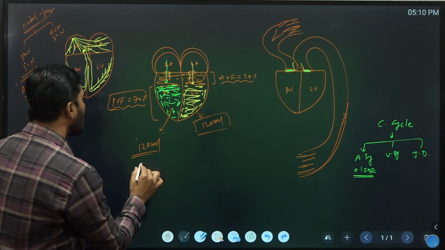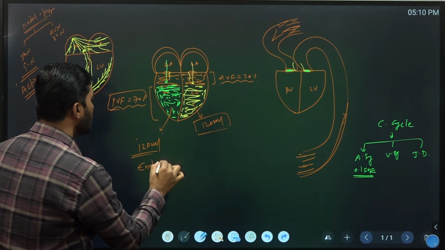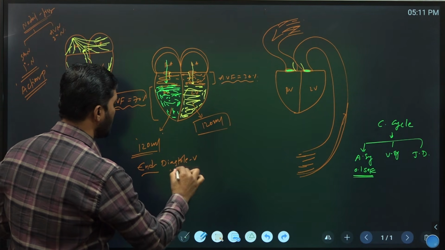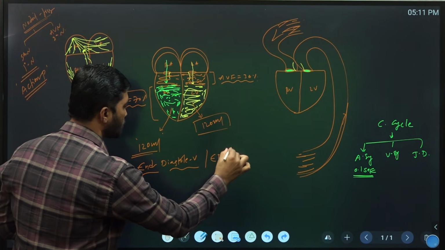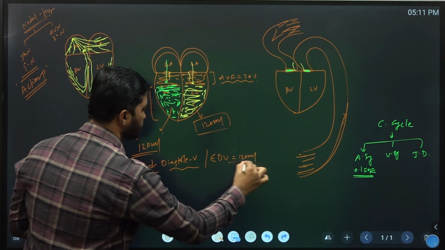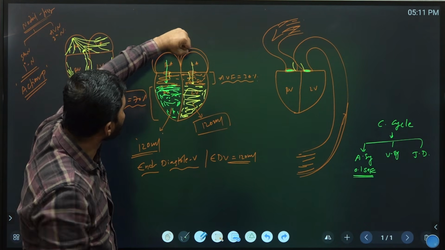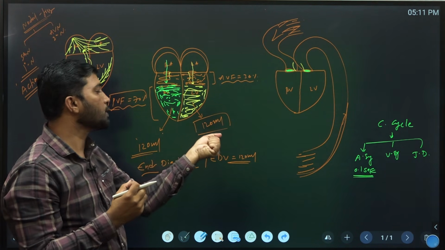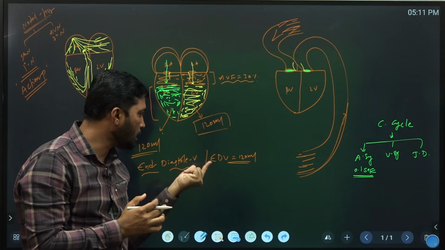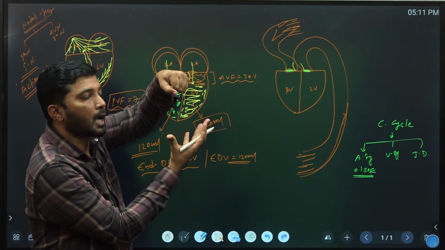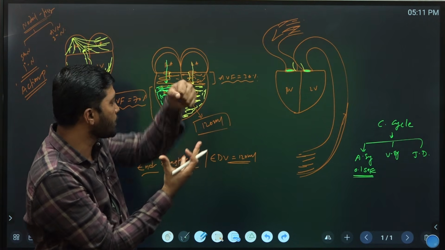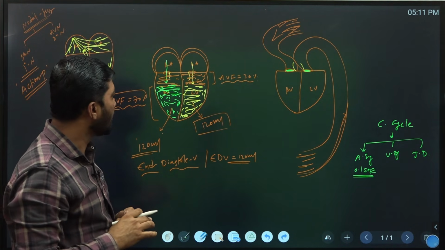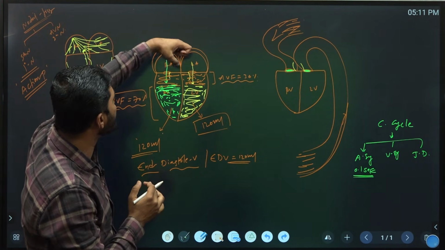This is the end diastole volume, EDV. End diastole volume is equal to 120 ml. Means during auricle systole, ventricles are relaxed in position and each ventricle fills almost 120 ml of the blood. That is called end diastole, the relaxed stage of the ventricle. Each ventricle carries a maximum of 120 ml. This is auricle systole, right? And next, after the auricle systole, what happened?